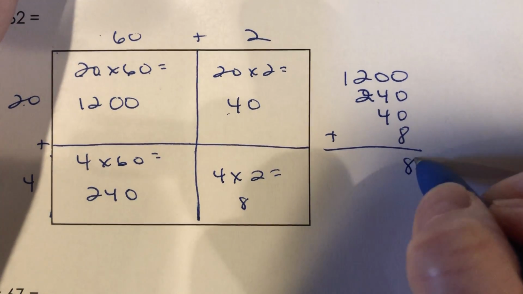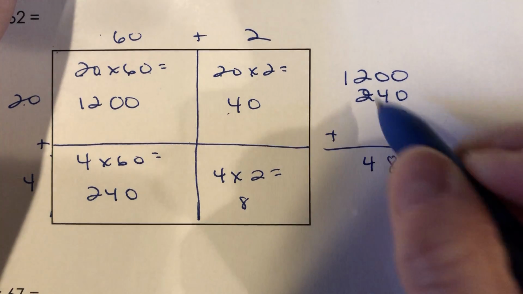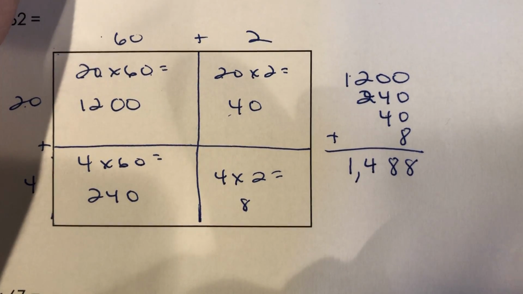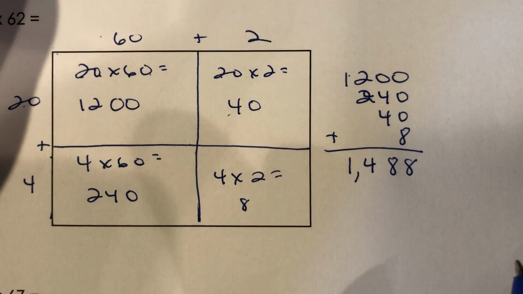So when I add the ones, I get 8. When I add the tens, I get 8. When I add the hundreds, I get 4, and the thousands, I get 1. So 1,488 is what you should have for that. All right, are you ready for the next one?